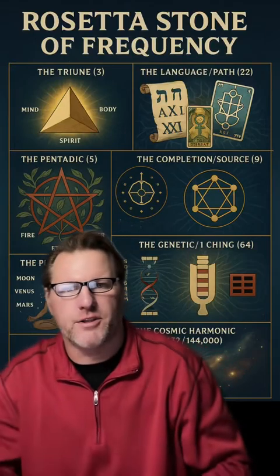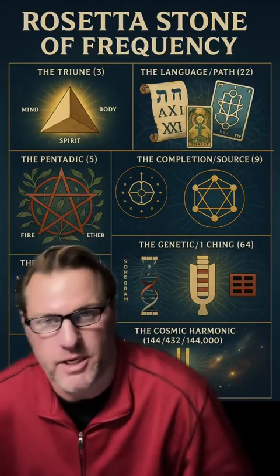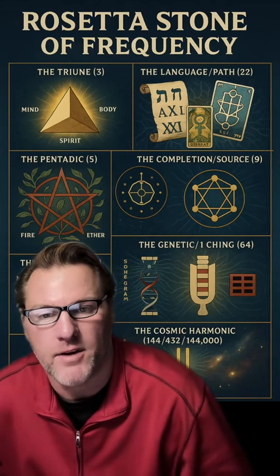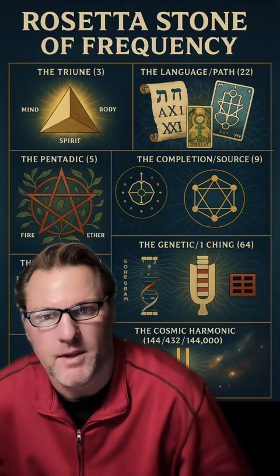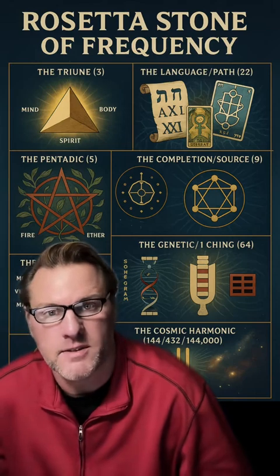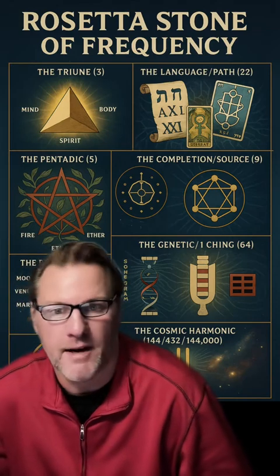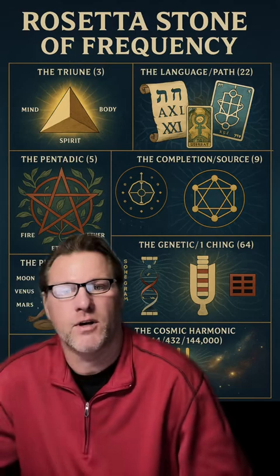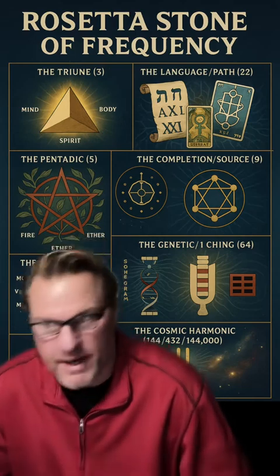All right, this is part 2 of the Rosetta Stone of frequency. If you haven't seen part 1, you might want to watch that first. So in the first part, we went through the first 4 lenses, or 4 families of frequencies. So now we're going to jump into lens 5.